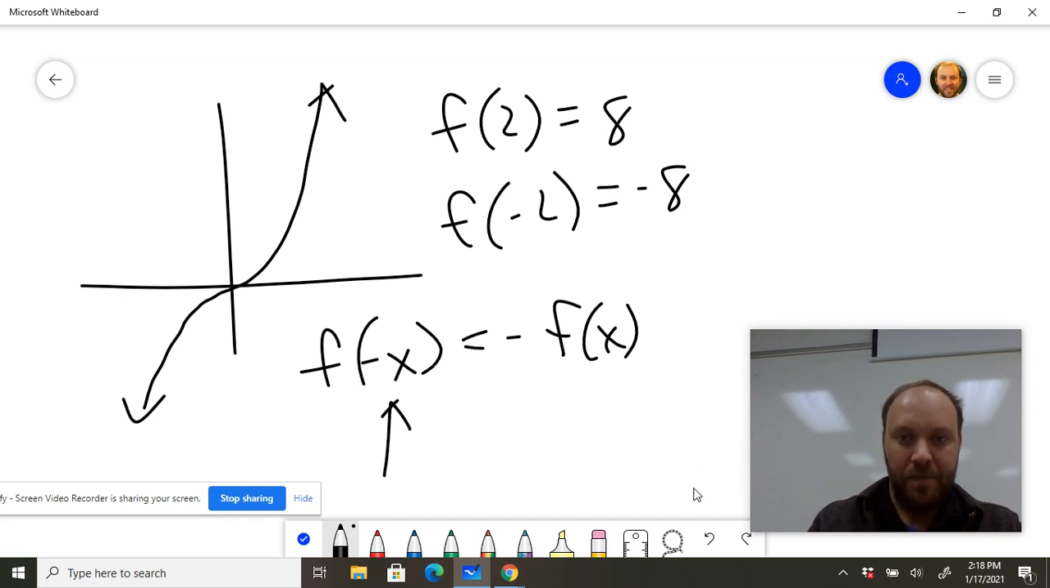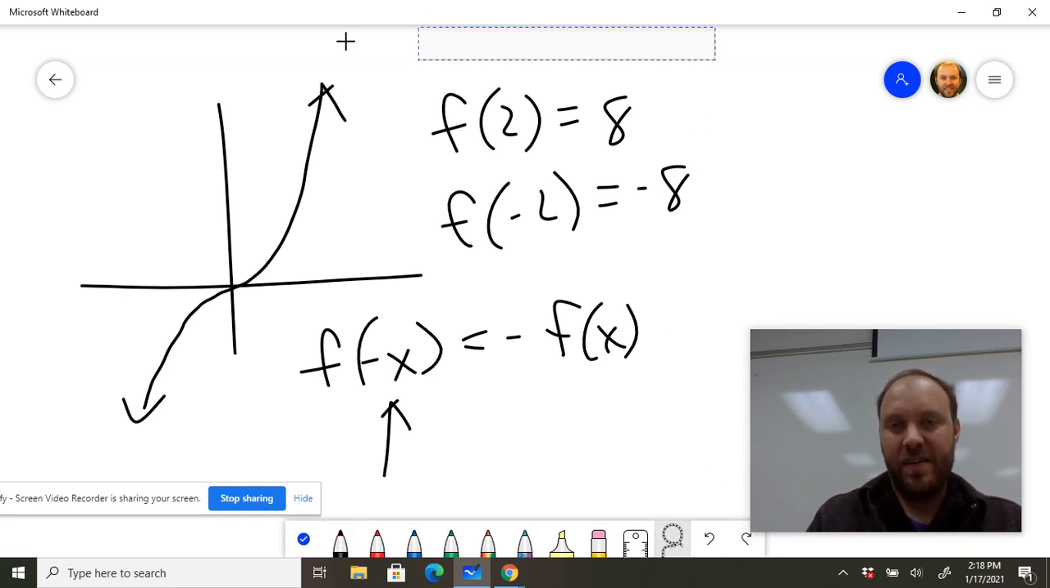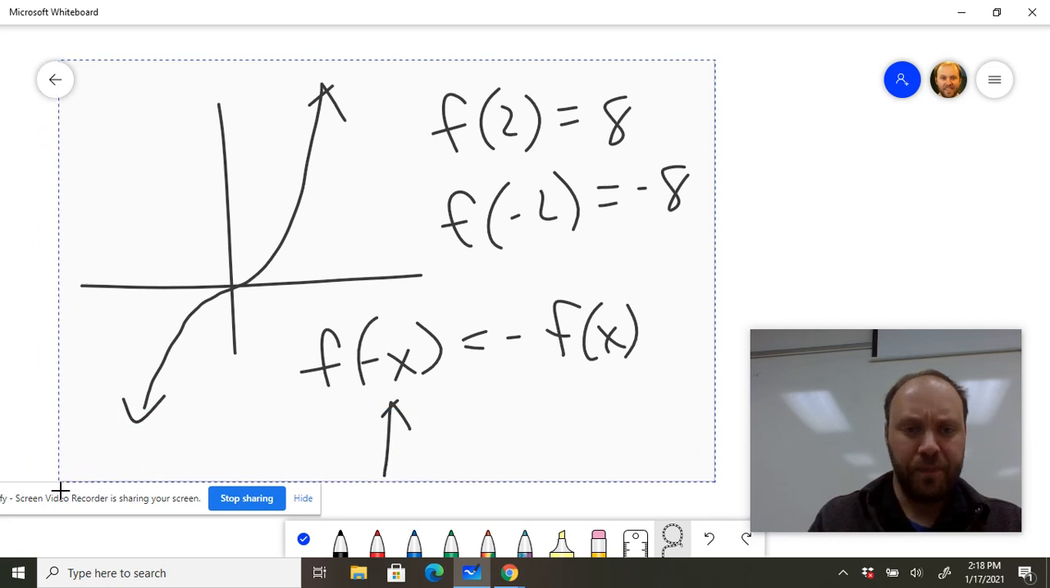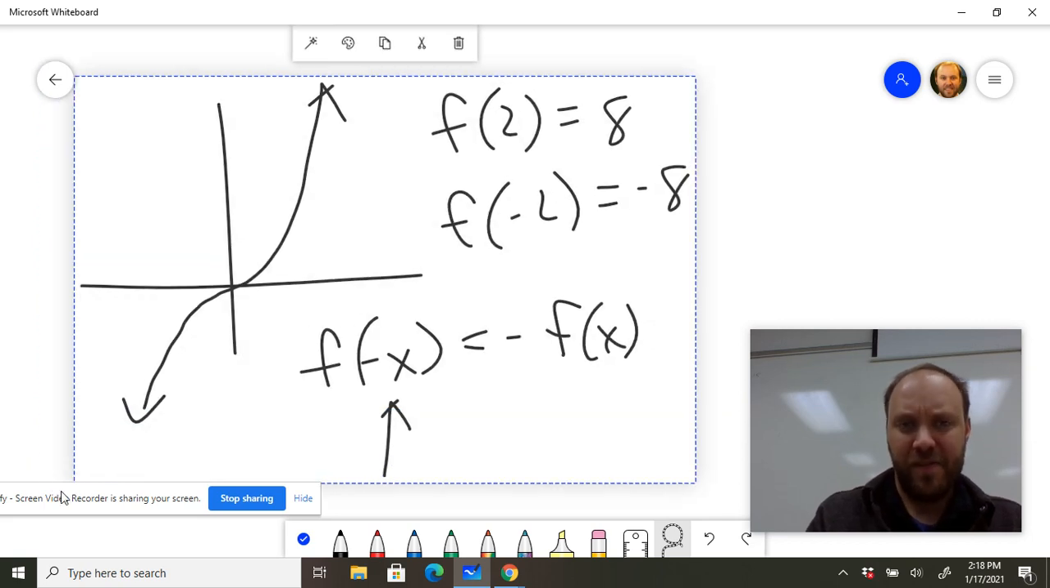Okay. And good examples of that would be y equals x cubed. The tangent function is a good example. Graphs that are symmetric about the origin, you can reflect this over the x and y axis, and you can get the graph reflecting onto itself. Okay, that's an odd function.